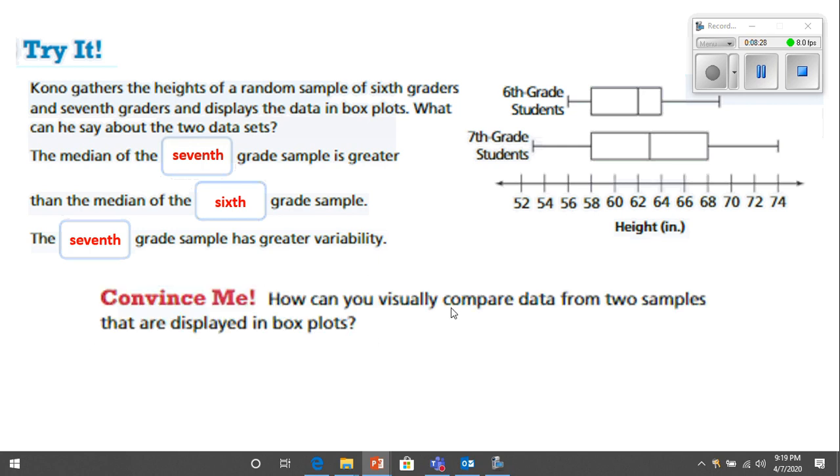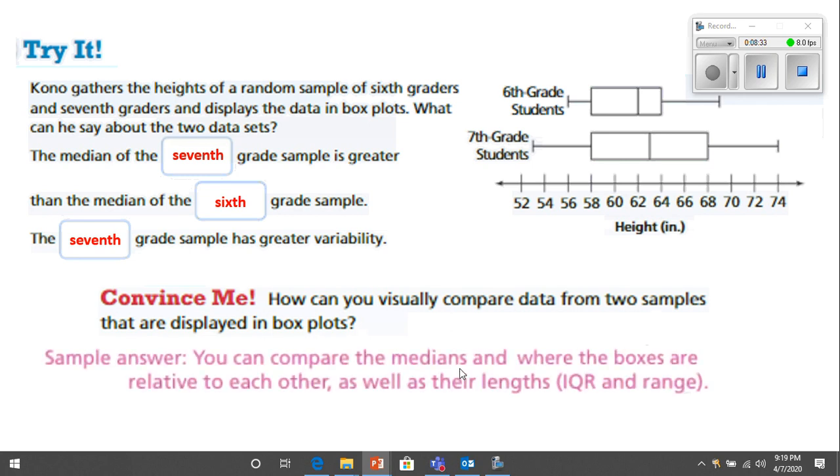How can you visually compare data from two samples that are displayed in box plots? Well, you can compare the medians, remember that middle part that shows kind of what the average is, and where the boxes are relative to each other. Well, this box is relatively more to the left than this box, which means we have more 7th graders that are going to be taller than 6th graders, as well as their interquartile range. The interquartile ranges can be found by seeing where each quarter of the information is set.